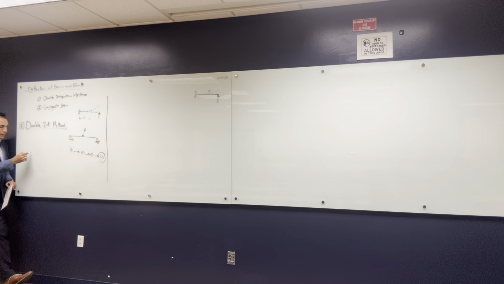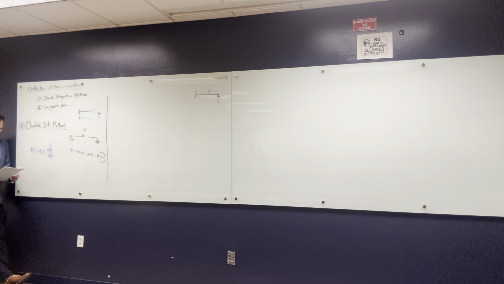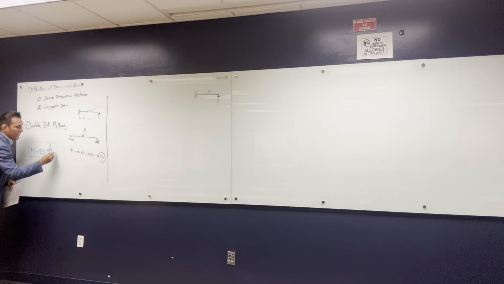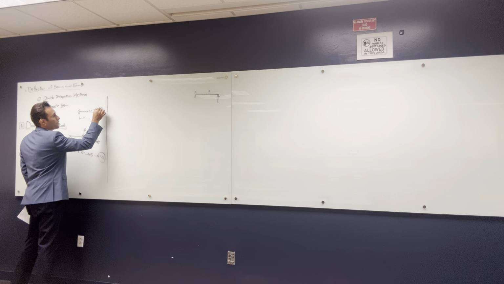This equation says that the moment is equal to EI multiplied by the second derivative of the deflection with respect to x. This is a very, very important equation. If you are going for your PE exam, maybe also the FE exam, this is a very important equation. What is y? The y is the amount of deflection that you have.